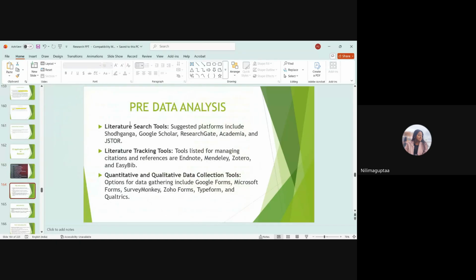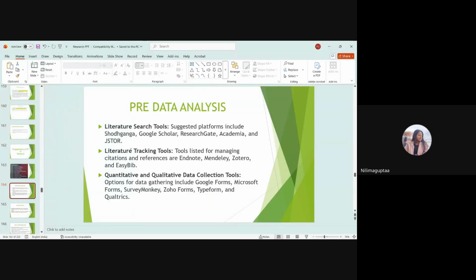So the pre-data analysis here includes literature research tools, such as suggested platforms like Shodhganga. I hope you might have studied Shodhganga and you know what it is, right? Perfect. So Shodhganga, Google Scholar, ResearchGate, Academia, and JSTOR. Here you will find a lot of research papers, whatever has been conducted. Shodhganga is one of the best initiatives of the Government of India. It has made research really easy for anybody who is doing it, and we can find a lot of resources and literature review on this particular platform.